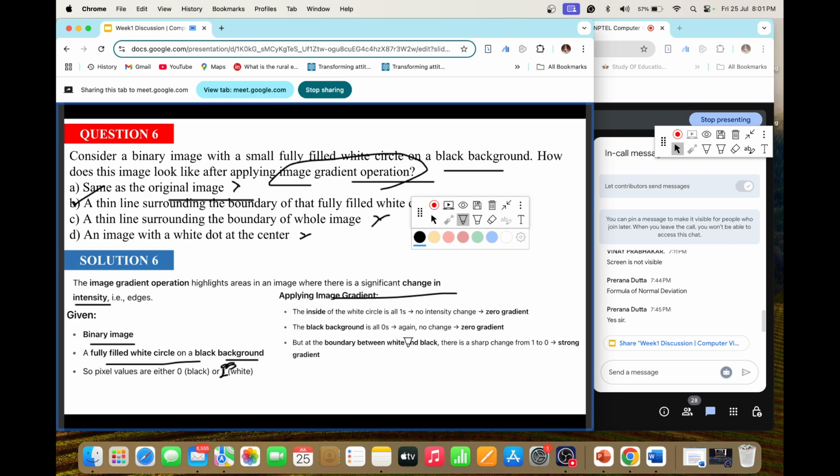But at the boundary between the white and black there is a sharp change, that is 0 to 255 or 255 to 0, so that is a strong gradient. So the edges will be detected only at the boundary of the circle. So option B is your correct answer.